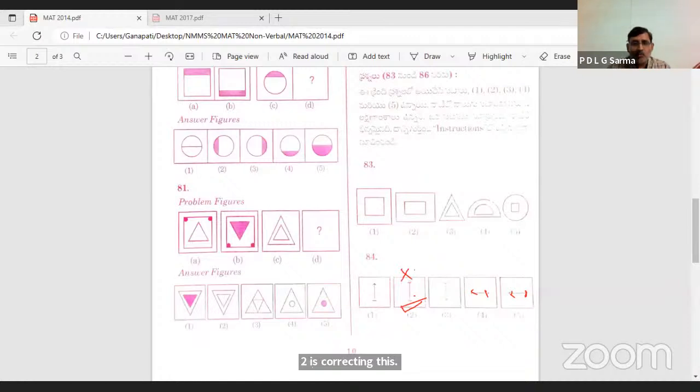2 is correct in this. Yeah, the small circle you can see there in figure 2. For the other figures, you don't find that circle. So 2 is the odd man here. So you can say 2 is correct. Okay. Good. I think most of you understood this and are easily identifying. Very good. Let us move ahead to the next one.